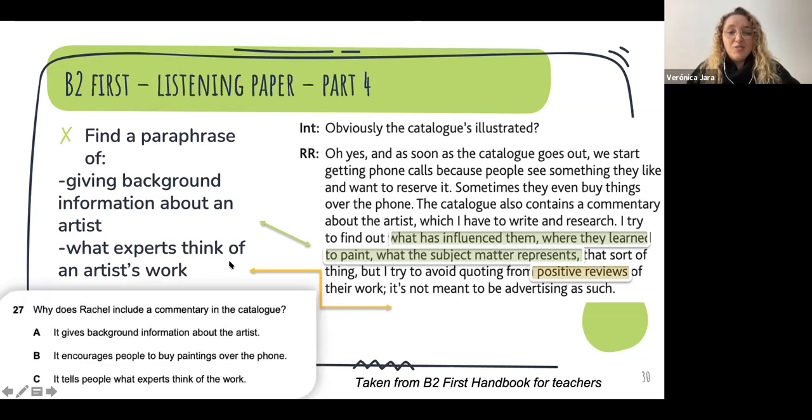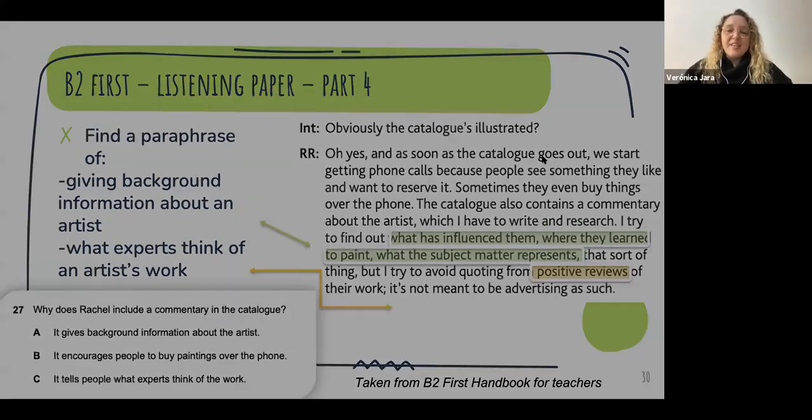And if you look at the questions, these things come from the questions. Why does Rachel include a commentary? It gives background information, encourages people, tells people what experts think of the work. So here again, you're raising awareness of paraphrases, of how things can be said in different ways.